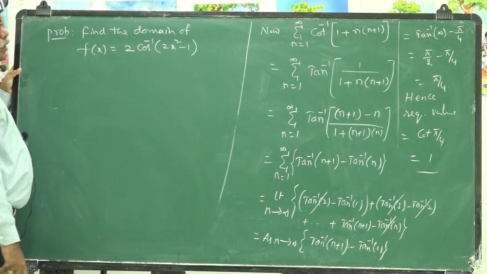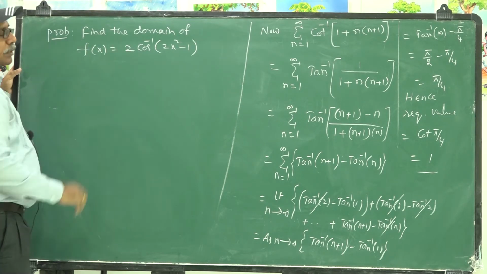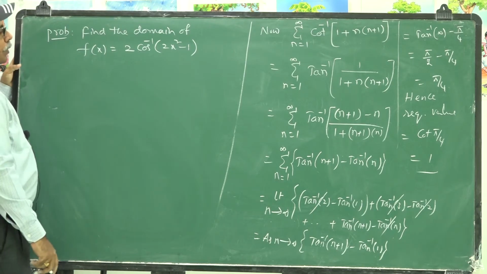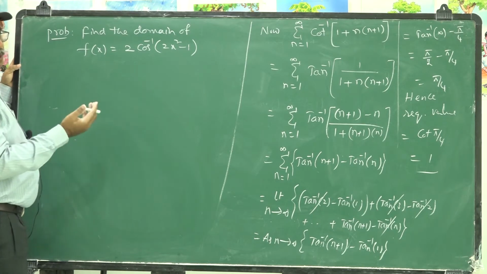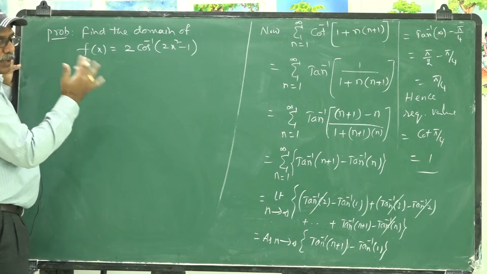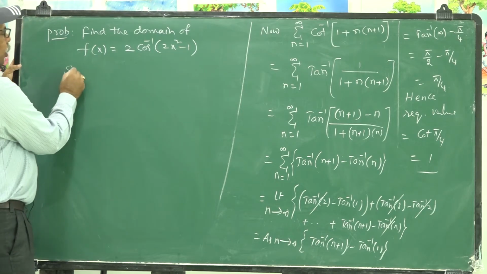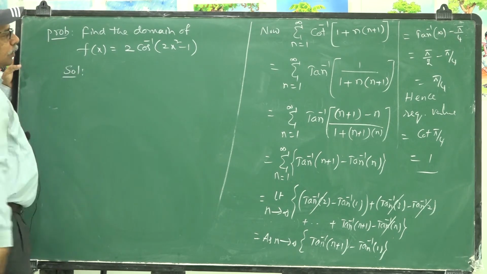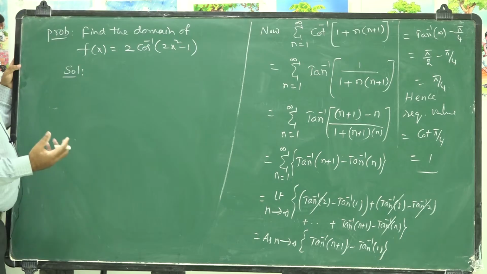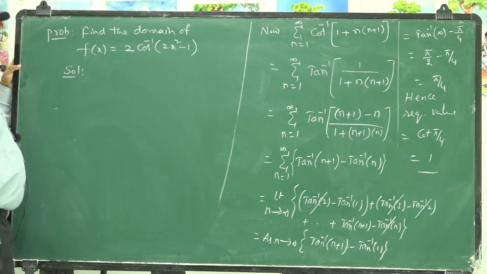So you have to find the domain of this inverse trigonometric function. Domain in the sense, for what values of x the function is defined. That is the problem here. You have to find all the values of x where the function is defined.